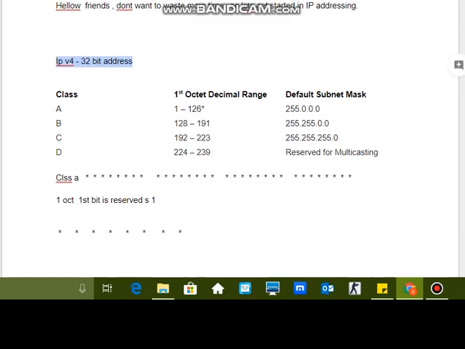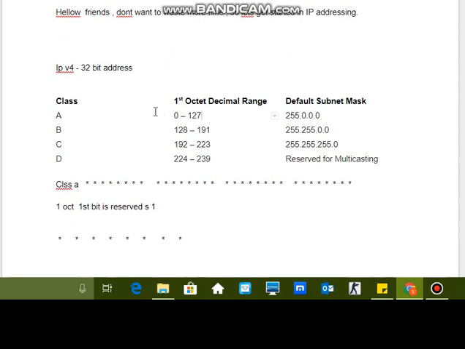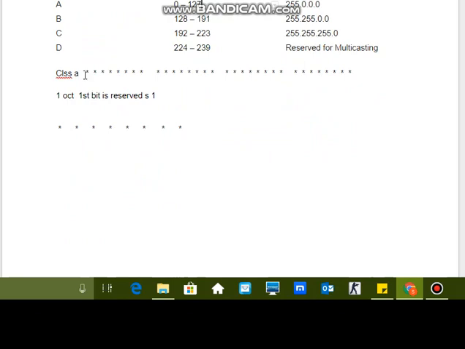Okay. So what actually we're gonna do is, the range is from 0 to 127. This is an actual IP address. We'll come to this later. As I said, IPv4 is a 32-bit address. So this is 8-bit, 8-bit, 8-bit, and 8-bit. If you count this, it's 32-bit.